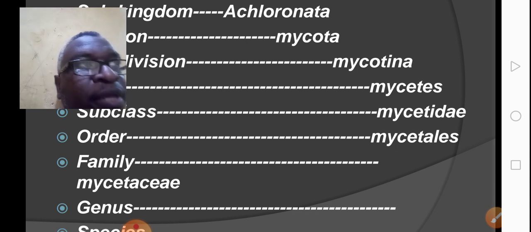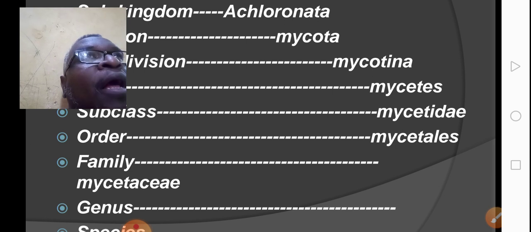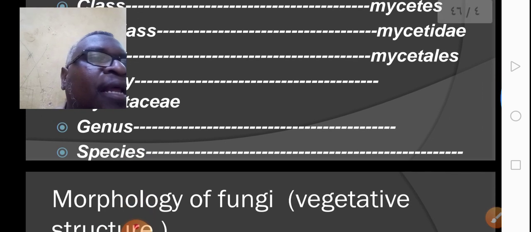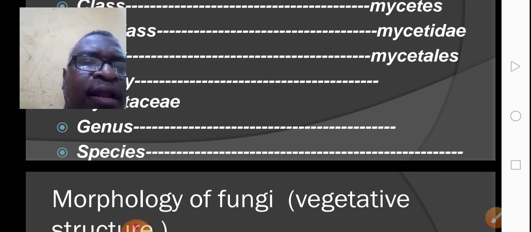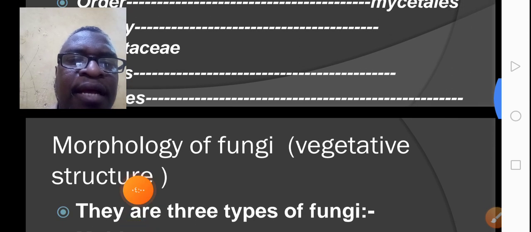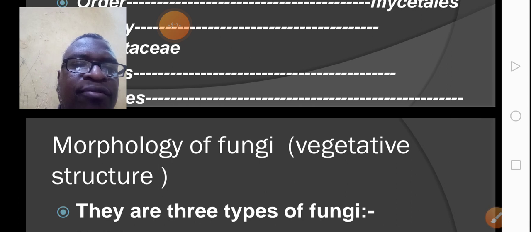Always the genus should be in a capital letter and the species in a small letter, and the genus and the species should be written as a Latin name in italics. That means you use the italic option in a computer system, which helps you understand exactly what we mean. Now we have the morphology of fungi, the vegetative structure.